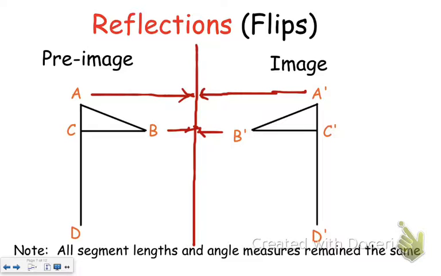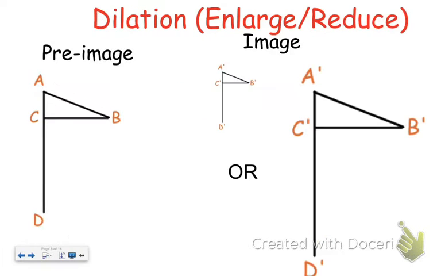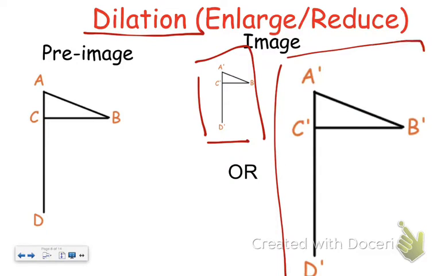So a reflection is a flip. And just like in the first two examples, all the segments and all the angle measures have remained the same. Nothing has changed except the location of the image. One of the last transformations that we'll be studying is a dilation, where an image is either reduced, like in this example, or enlarged, as in the second example. So it's not included on your handout. The only three that we're focusing on today are reflections, translations, and rotations.